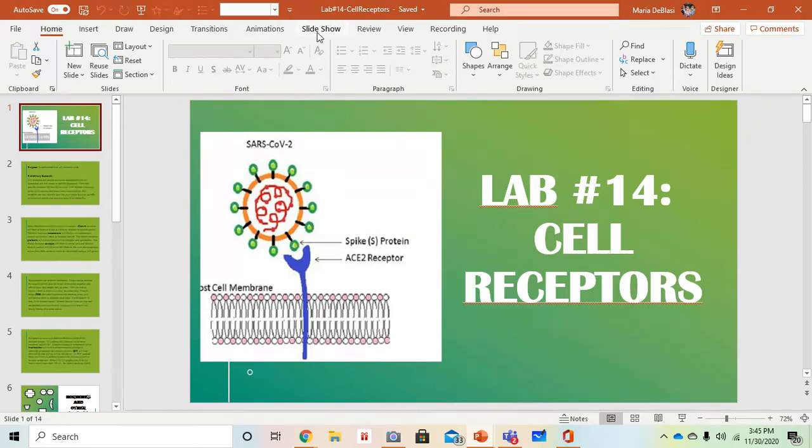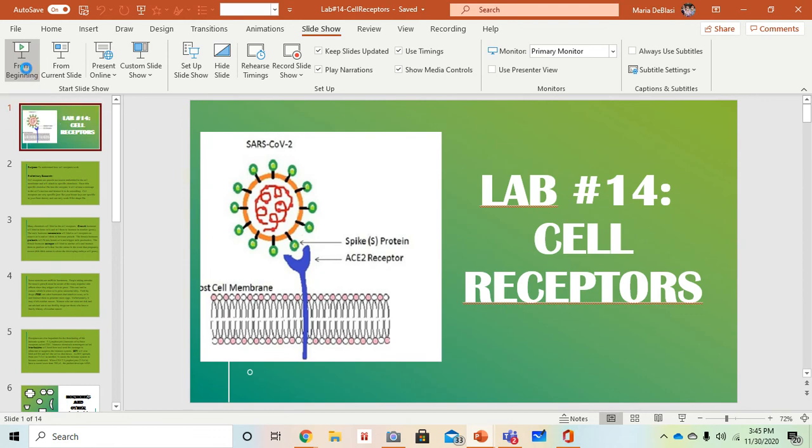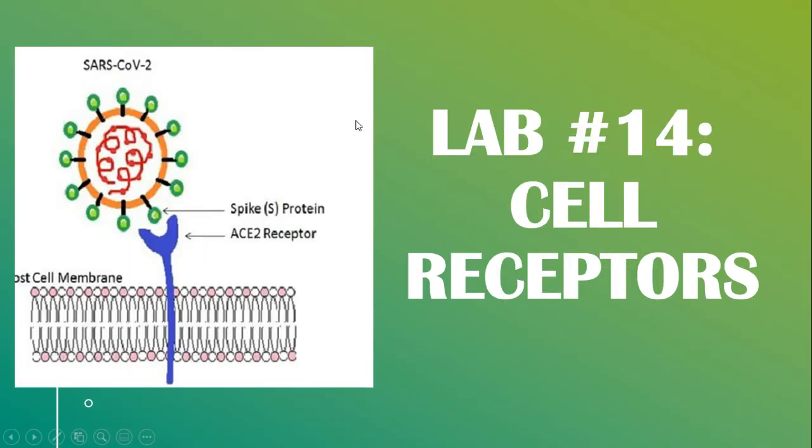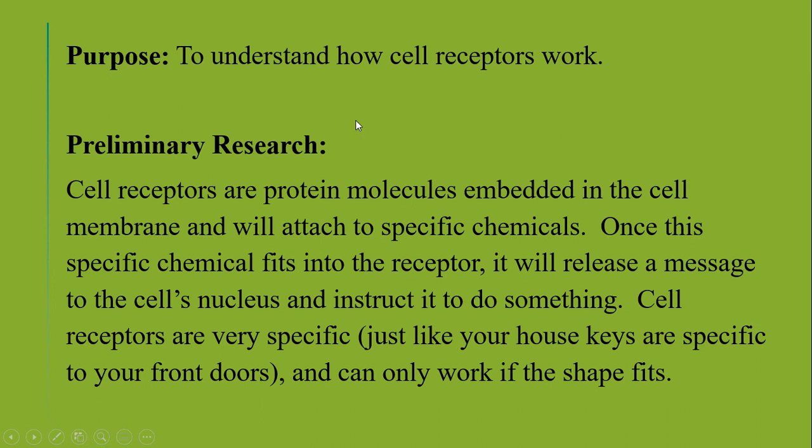Okay, so this is lab number 14. And we'll start by reading the preliminary research as usual. The purpose of today's lab is to understand how cell receptors work. So what are cell receptors? You should know from our notes this week, hopefully, that cell receptors are protein molecules embedded in the cell membrane, and they will attach to specific chemicals. Remember, it has to have the right shape. Once this specific chemical fits into the receptor, it will release a message to the cell's nucleus and instruct it to do something. Cell receptors are very specific, just like your house keys are specific to your front door. It can only work if the shape fits.